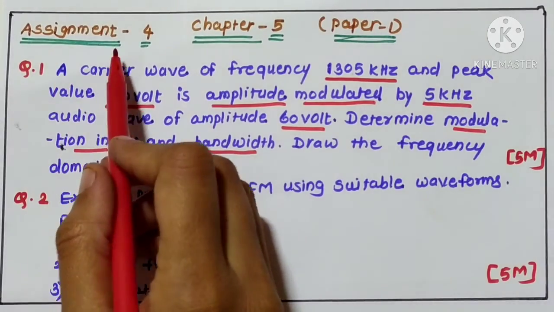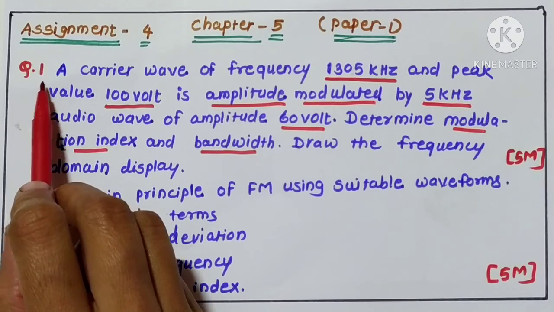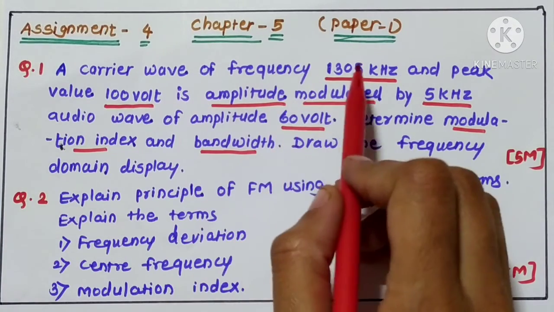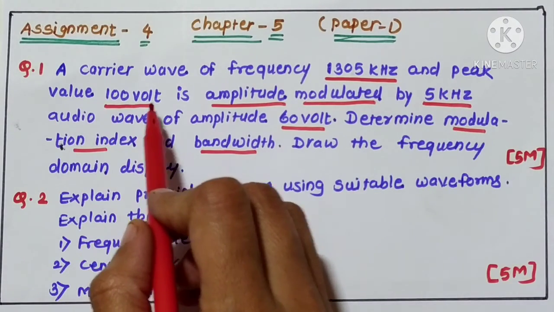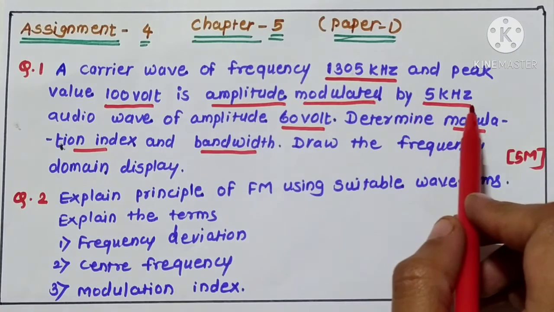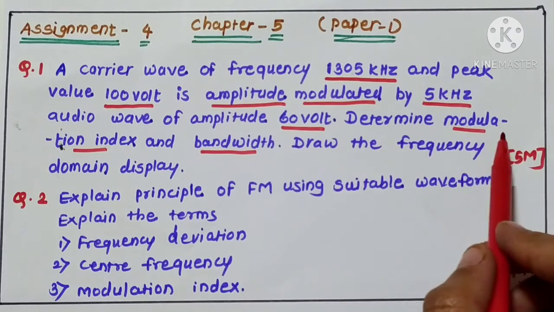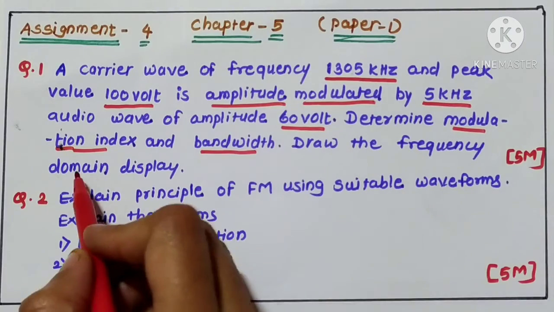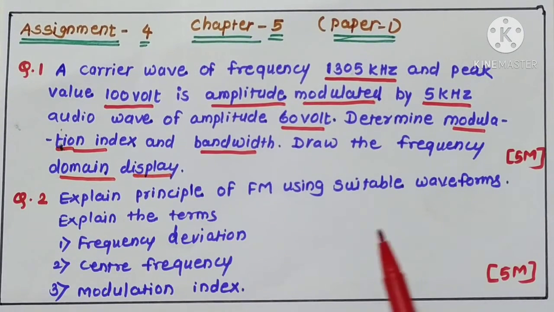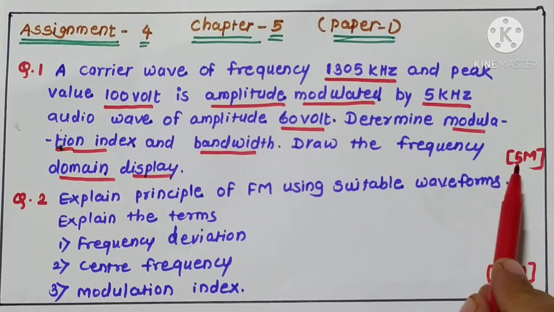Now this is assignment number 4, chapter 5, paper 1. Question number 1. A carrier wave of frequency 1305 kHz and peak value 100 volt is amplitude modulated by a 5 kHz audio wave of amplitude 60 volt. Determine modulation index and bandwidth. Draw the frequency domain display. Students, you have to draw the frequency spectrum of the AM signal. Okay? Now, this question carries 5 marks.